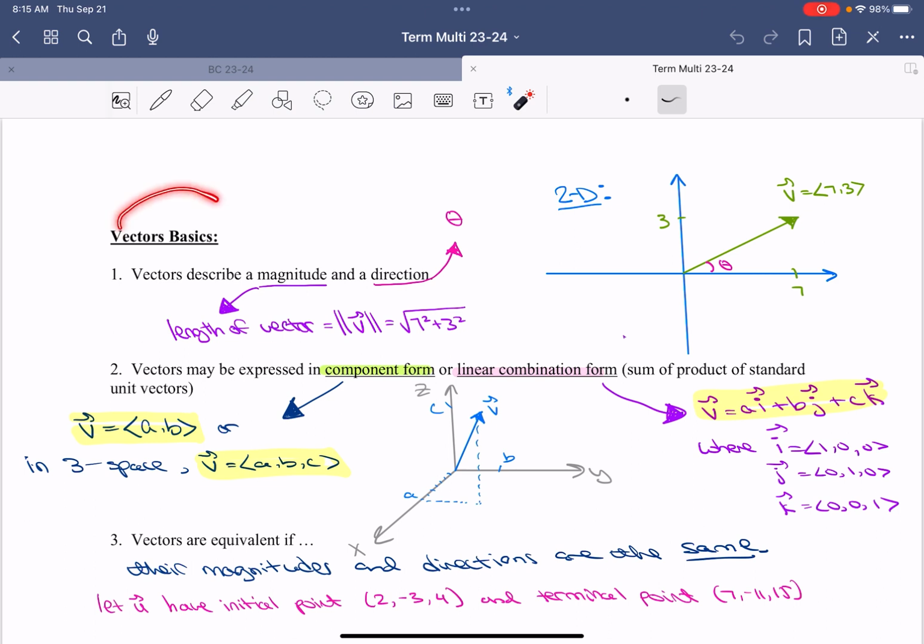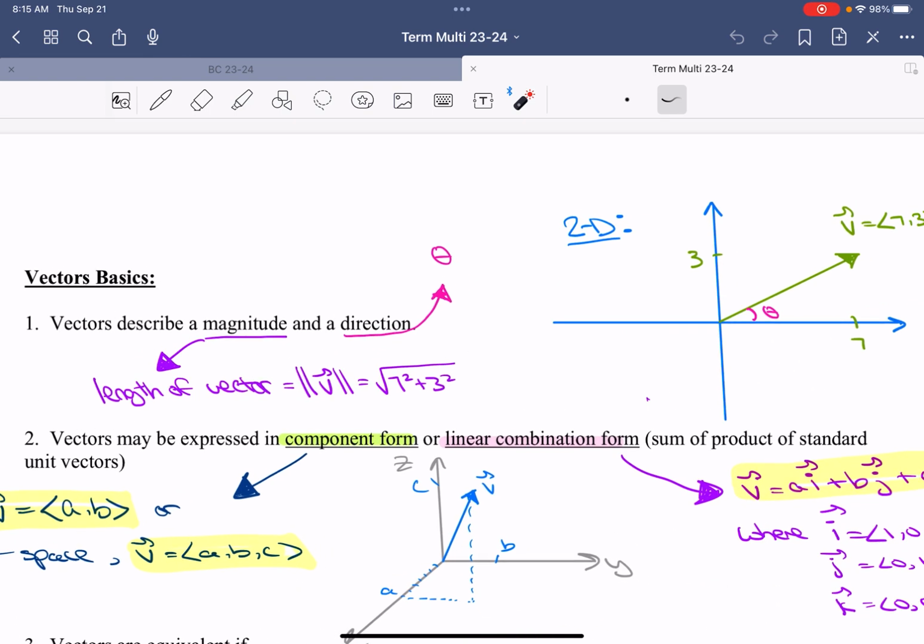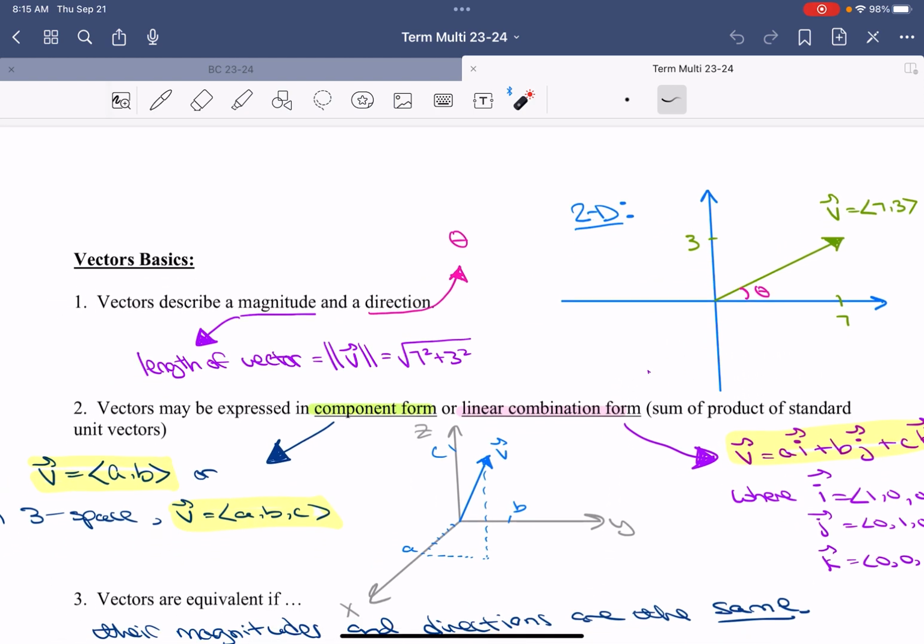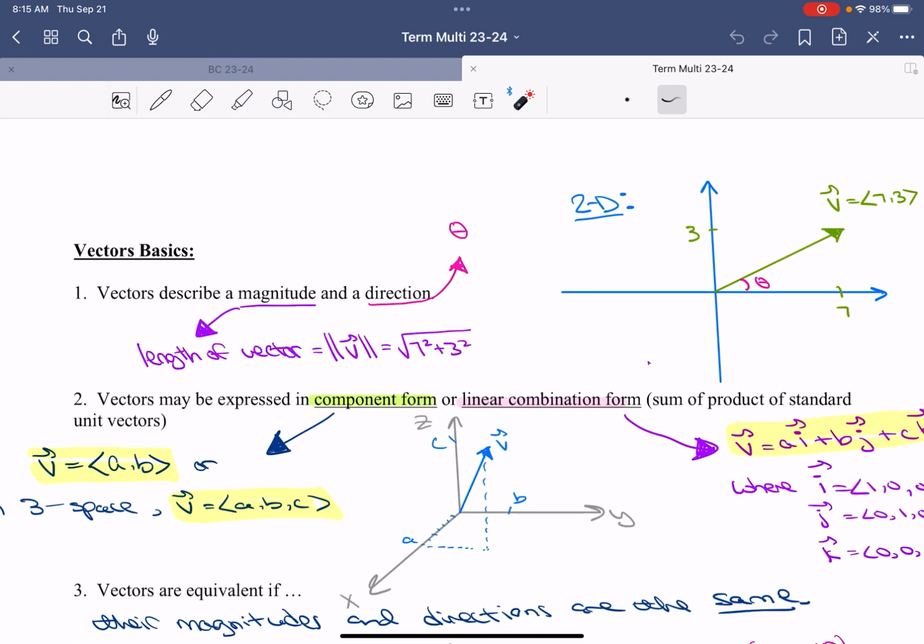Okay, vector basics. This should be comfortable and pretty swift. None of this is going to be new to you, but you want to do a full-on refresher, and so that's what we're going to do. Okay, vectors describe two things. They describe a magnitude, and they describe a direction.